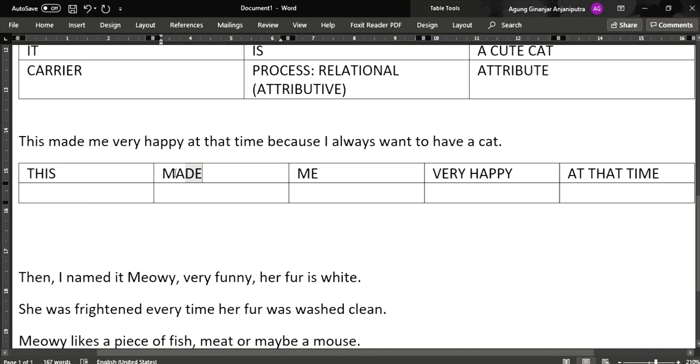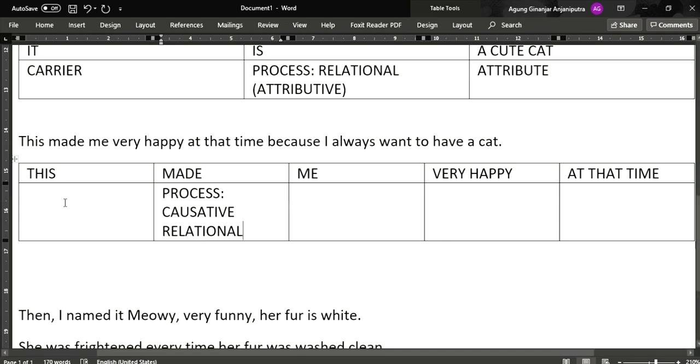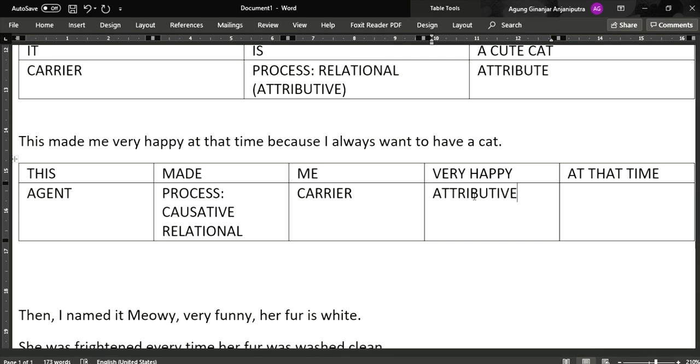So here, what is the process? If you find this kind of clause construction, then we call it causative relational. So this one is the agent. This is the special construction of clause. This one is carrier, and this one is attribute. At the time is circumstance, time.